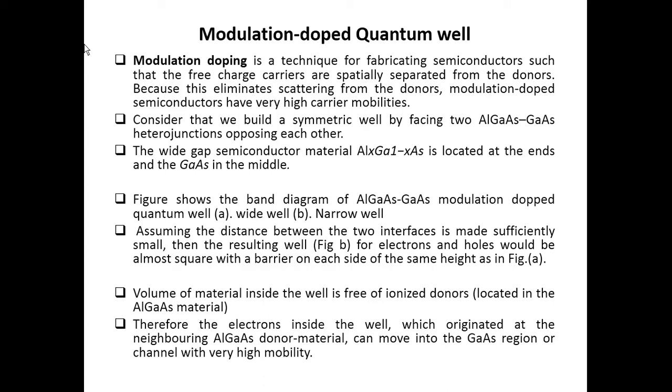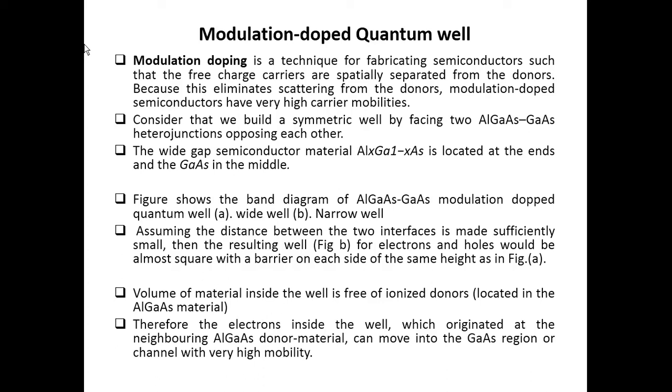Since the free charge carriers are separated from the donor material, the scattering of the electrons from the donors will be eliminated. So modulation doping will always give a very good speed at the interface surface of the heterojunction. That is why modulation doped heterojunctions, for example modulation doped quantum wells, have very high carrier mobility at the interface.